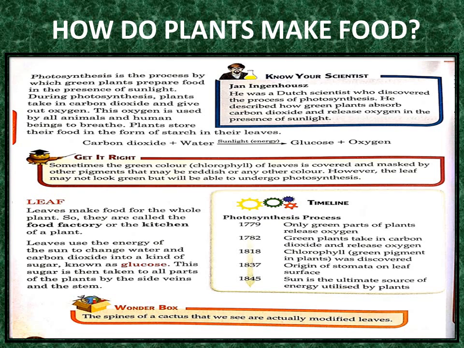And how is it stored? It is stored as a type of sugar, and that sugar is named glucose. The type of food that the plant is storing is called glucose. This is stored in plants for later use, for further use. So that's all about photosynthesis.